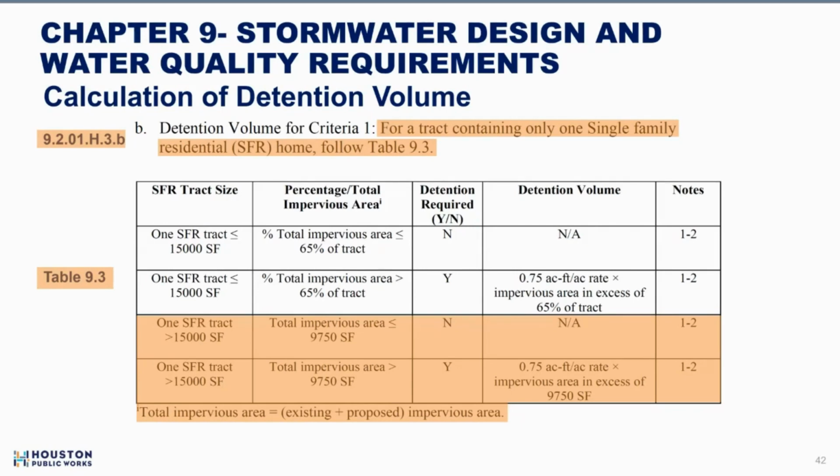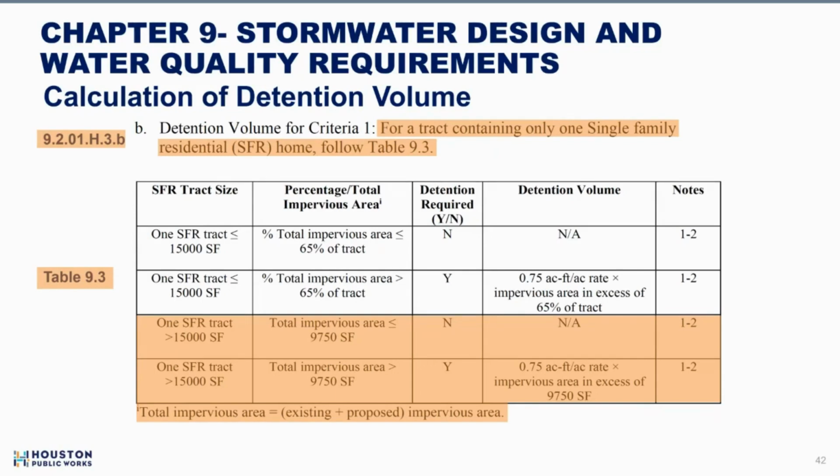The third and fourth rows in Table 9.3 are the new addition from IDM 2022. Now, one single family home on a tract over 15,000 square feet will also receive detention exemption up to 9,750 square feet of total impervious area, which means if a homeowner is trying to build a house in a tract which is still above 15,000 square feet, detention is not required up to the total impervious area, which is up to 9,750 square feet. We will only be asking detention for impervious area which is in excess of 9,750 square feet.